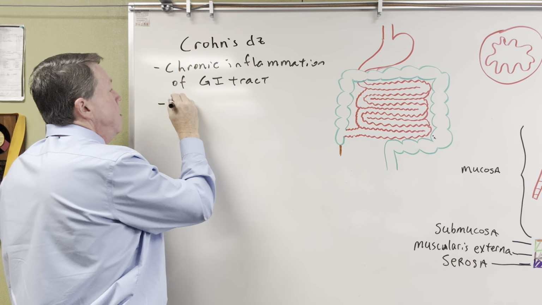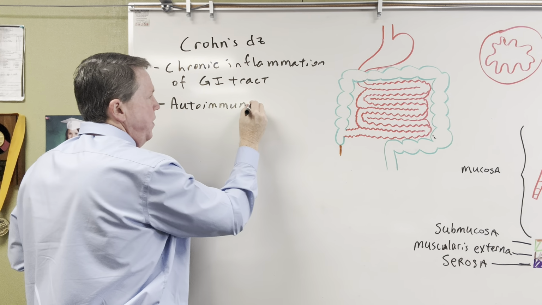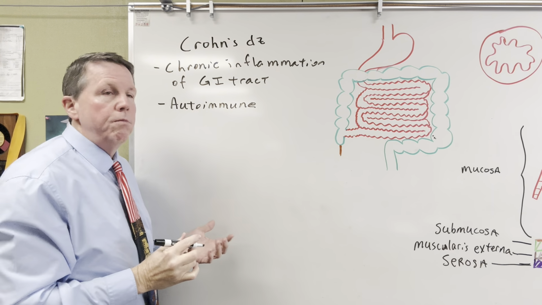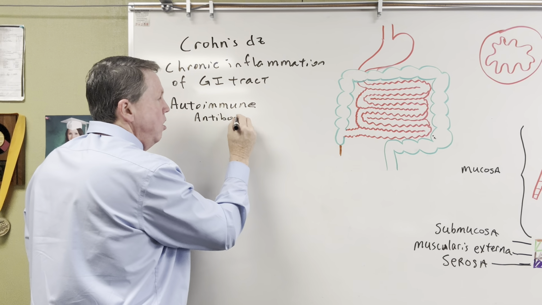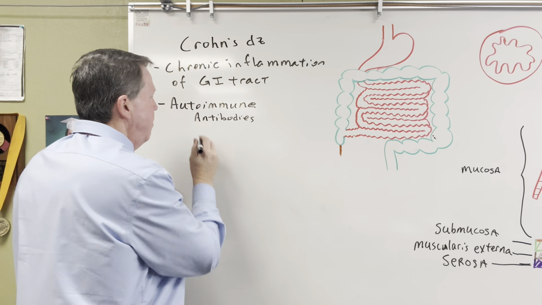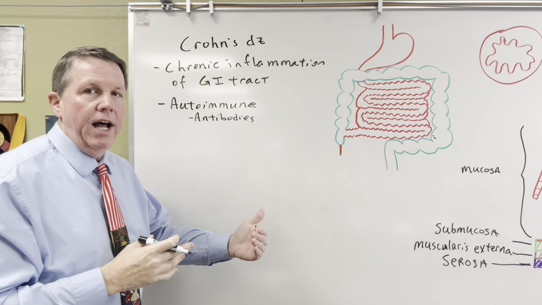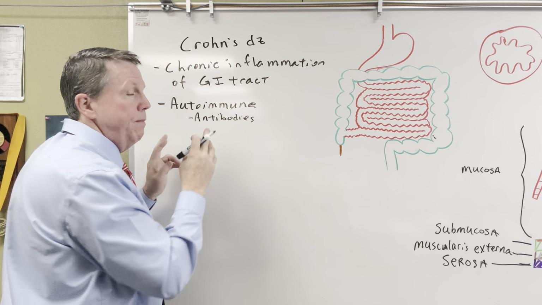Okay, now it's considered an autoimmune disorder. But here's the thing about autoimmune disorders: normally in autoimmune disorders, the body develops antibodies to your own body. So now your immune system looks at your body as being a disease and attacks your own body. That doesn't happen in Crohn's disease.